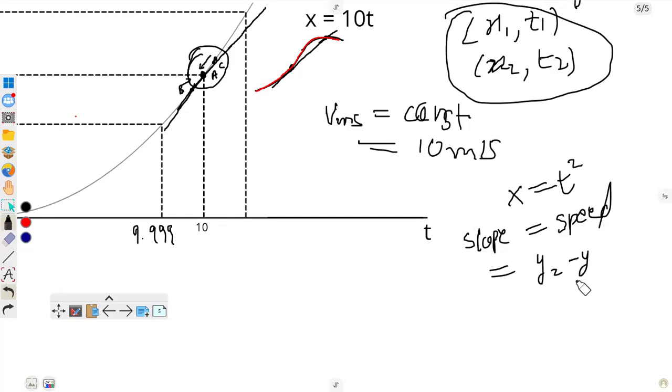Slope is y2 minus y1 upon x2 minus x1. So what is y2 here? Let's say C is y2. Let's say this is our delta t, and this is delta x. So our y2 is delta x by delta t. Okay, and it is also y2 minus y1 upon x2 minus x1, right?